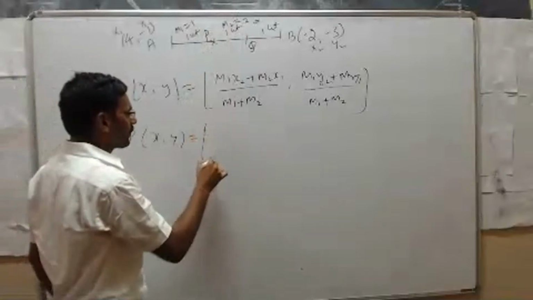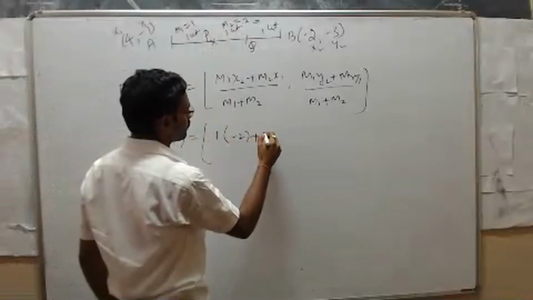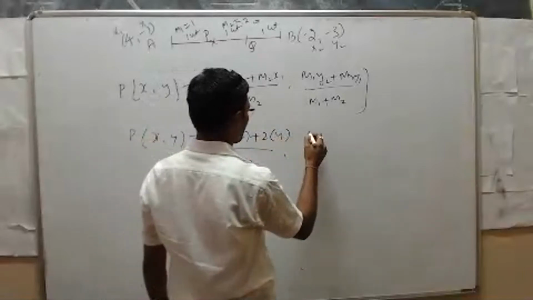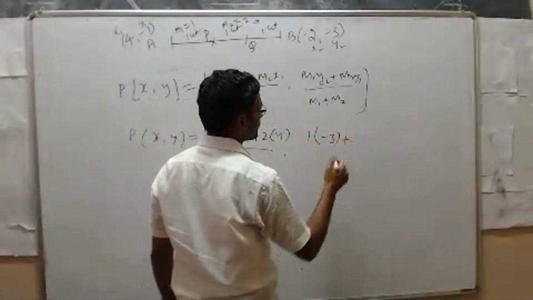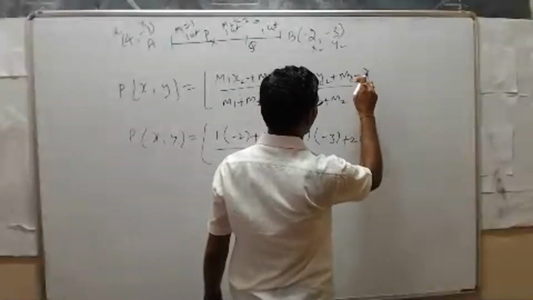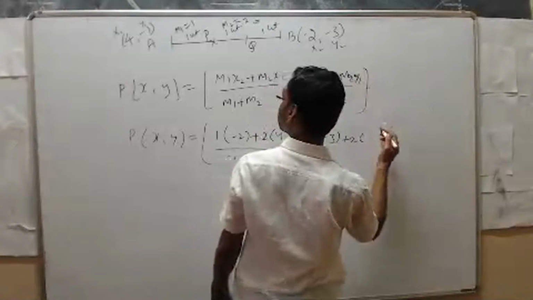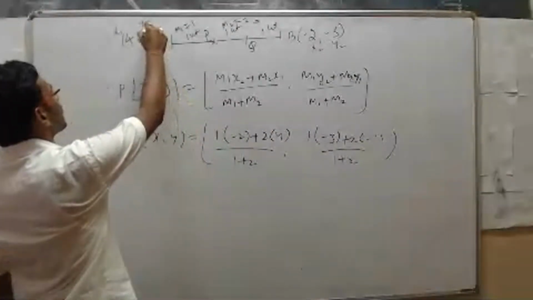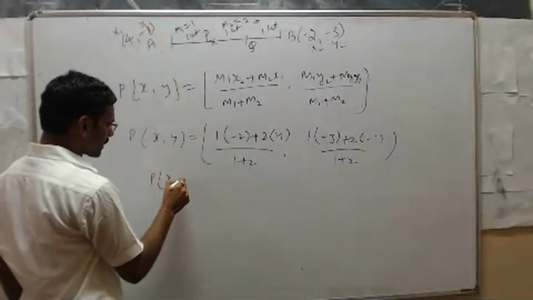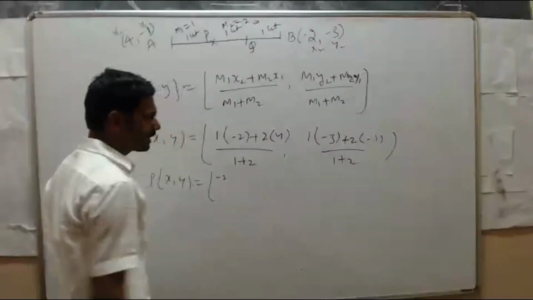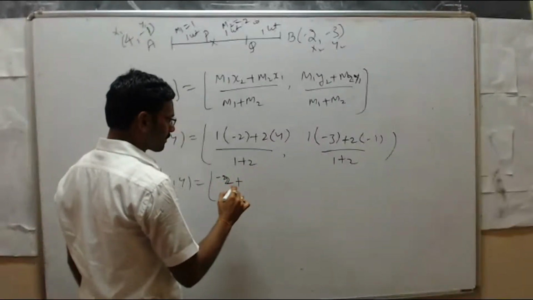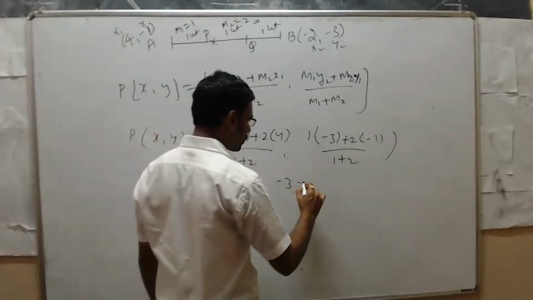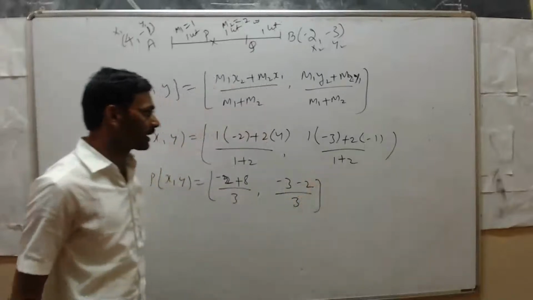Therefore, m1 value 1, x2 value -2, plus m2 value 2, x1 value 4, divided by m1 plus m2, which is 1 plus 2. Then m1 value 1, y2 value -3, plus m2 value 2, y1 value -1, divided by m1 plus m2, which is 1 plus 2. Then P(x, y) equals: 1 into -2 is -2, 2 into 4 is 8, 1 plus 2 is 3; 1 into -3 is -3, 2 into -1 is -2, 1 plus 2 is 3.